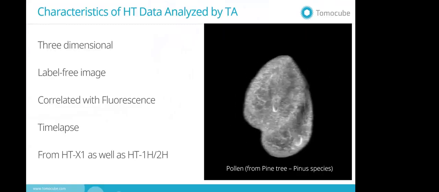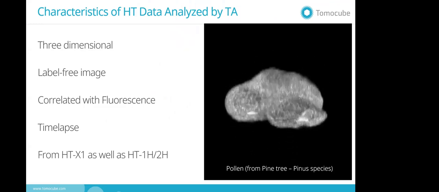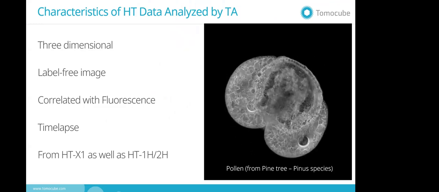So this is the typical data acquired by the holotomography instruments from Tomocube. Basically it's three-dimensional and label-free, and it should be correlated with fluorescent signals to have a better understanding of the sample. At the same time, we can take time-lapse data. So we can say the data is very multimodal and very complex. So we need to make a dedicated analysis software that is comfortable dealing with this kind of data.